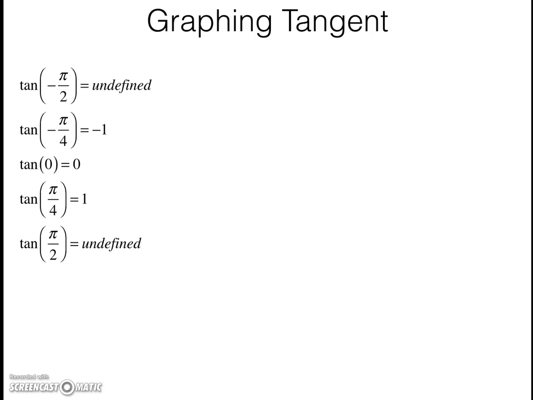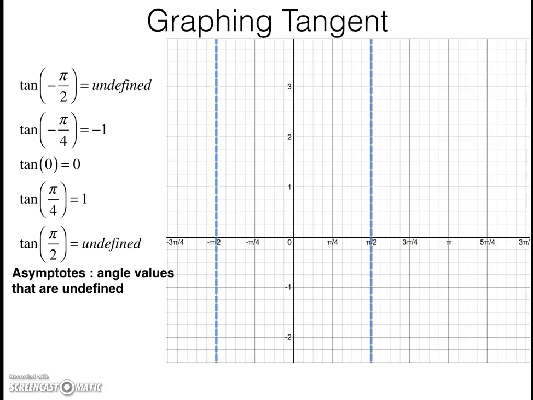To create the graph of the tangent function, we are going to use the information we found on the previous page to create a graph. First, we're going to start with our asymptotes. We have asymptotes in tangent functions because that's where the function is undefined. So we're going to put asymptotes at negative pi over 2 and positive pi over 2.